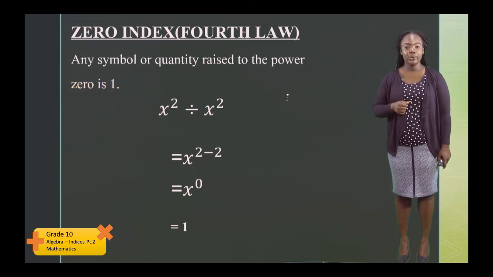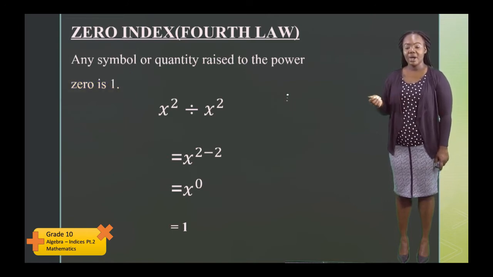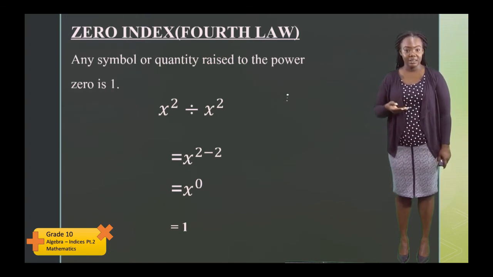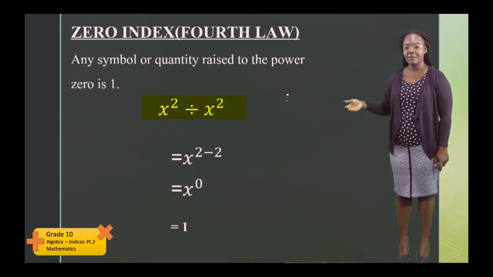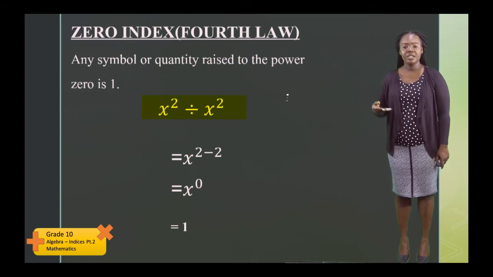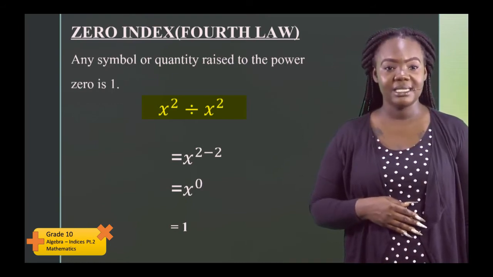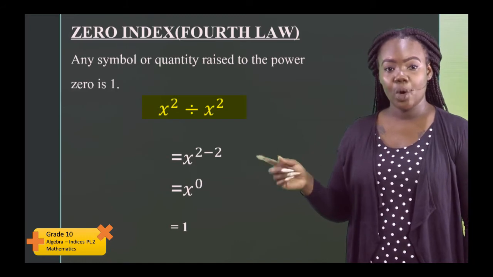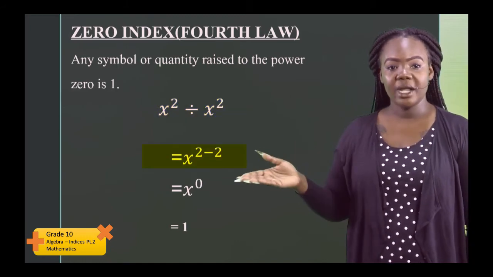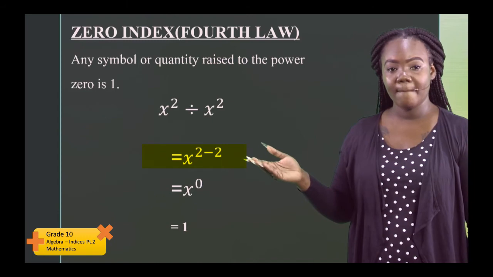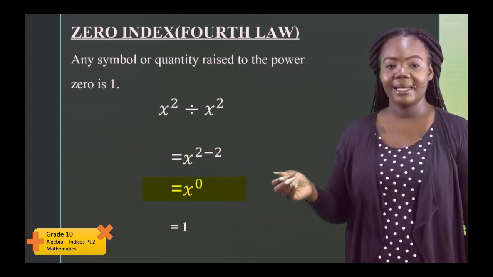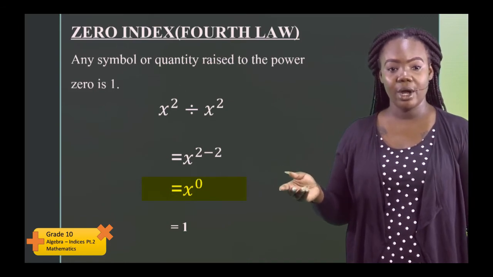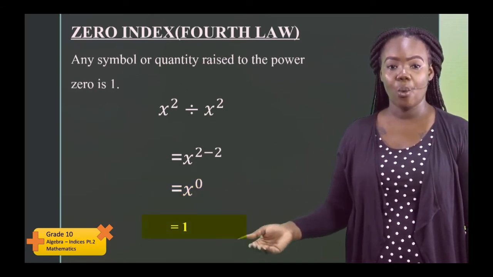Now here I'm going to show you why the answer is 1. Remember I said earlier that all other laws of indices are based on the first three. Here we have x to the second power divided by x to the second power. Now the division law, or the second law of indices, says that once our bases are the same, we subtract the index. So here we have x raised to the 2 minus 2 power, which will give us x raised to the 0 power. And we said that any symbol or number raised to the 0 power is 1.